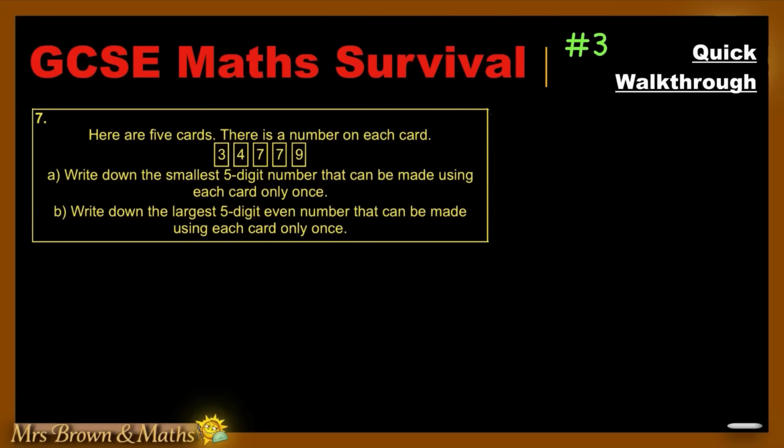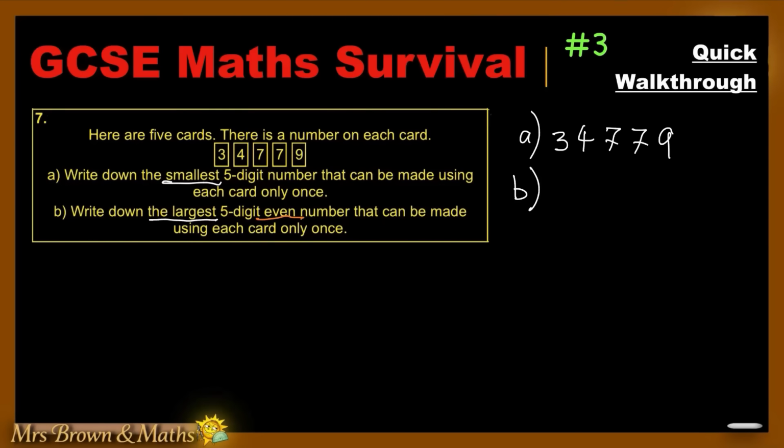Question 7a. Using the cards 3, 4, 7, 7, 9, the smallest 5-digit number is made by putting the digits in ascending order. That gives 34,779. Question 7b is a bit tricky because the keyword is even.